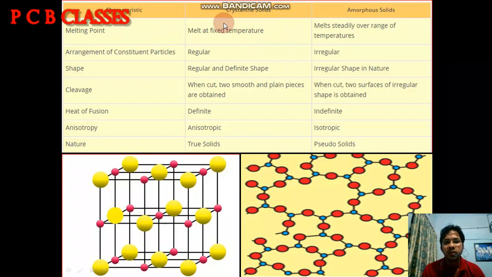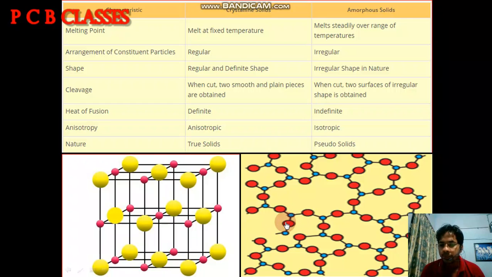Why? The reason is because they have a definite geometrical pattern, definite arrangement of atoms. That is why they also melt at a fixed temperature. Now in case of amorphous solid, these solids have different arrangement of atoms. Somewhere they are closely arranged, but somewhere they are not attached even to each other.